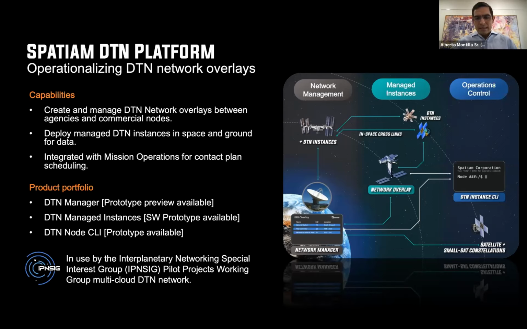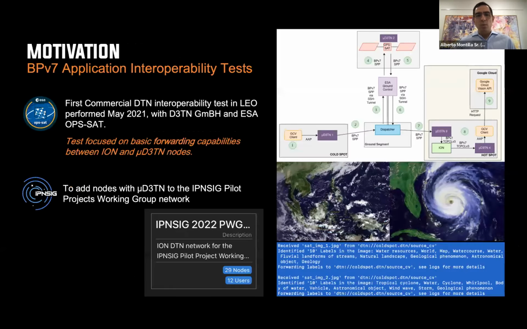I want to highlight that parts of the DTN platform, more specifically the DTN manager, are being used by the IPN-SIG pilot project network. For those that don't know the network, this is probably the largest known agency network out there. It has more than 20 nodes, actually very close to 30 nodes, and more than 12 distinct administrators spread around the world. The DTN manager is used as a node registry, and of course, as the manager of the DTN nodes that Spatiam contributes to the network.